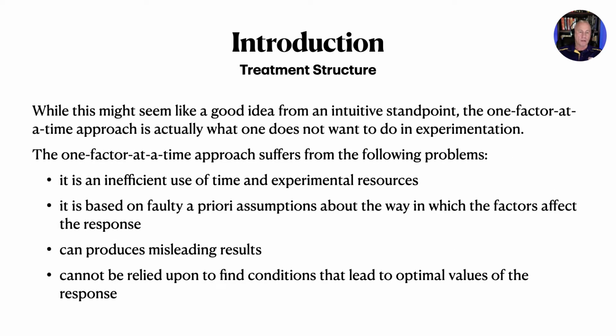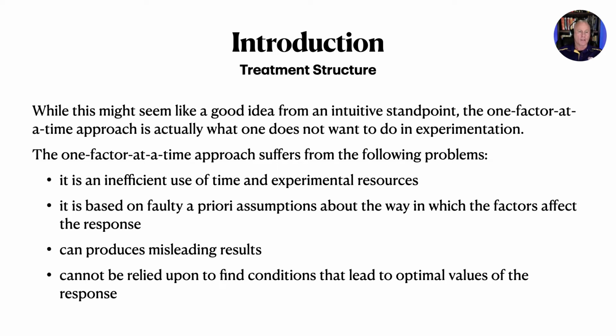While this might seem like a good idea from an intuitive standpoint, the one factor at a time approach is actually what one does not want to do in experimentation. Now, why is that? The one factor at a time approach suffers from the following problems. First, it's an inefficient use of time and experimental resources. And we're going to talk about these more as we go along, but that's one of the reasons why this is problematic.